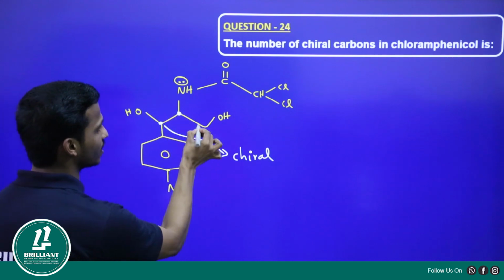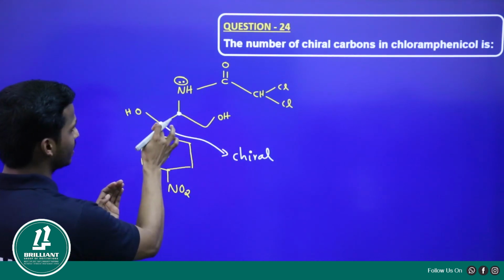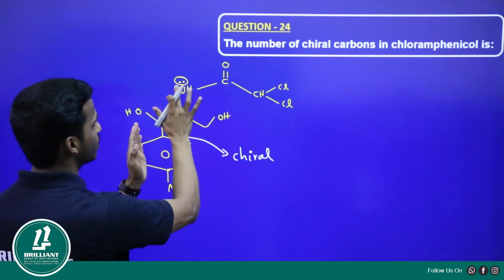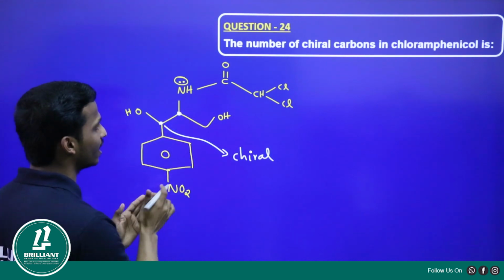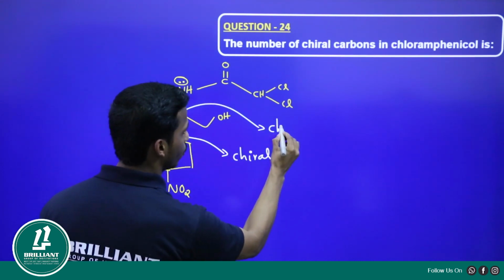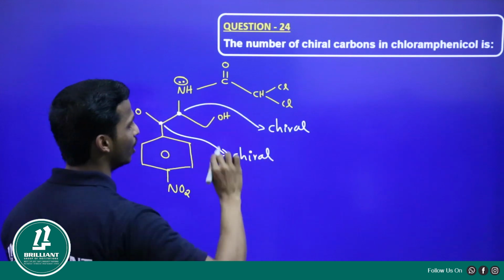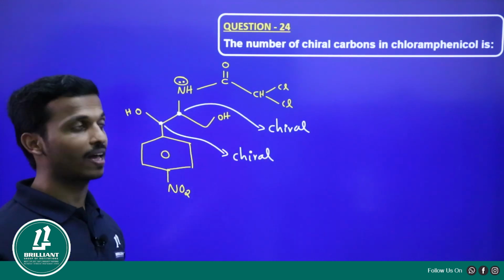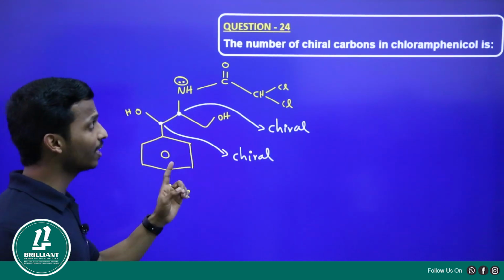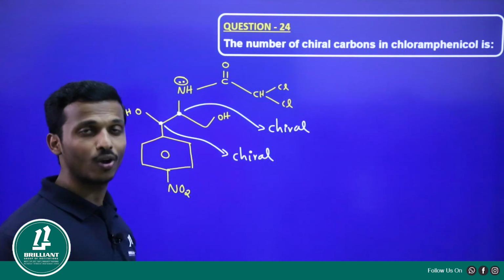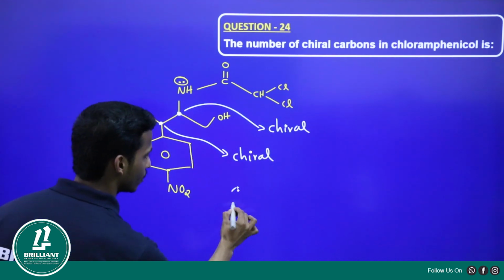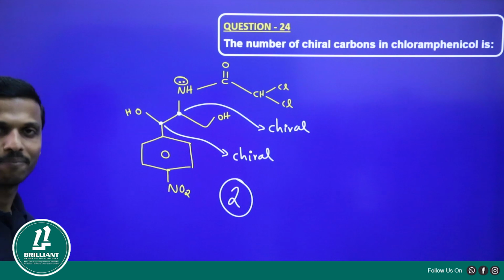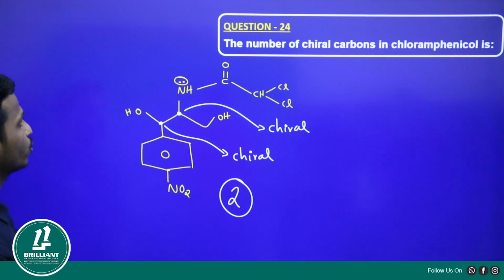It is connected with CH2OH, one group, CHOH, another group, NH, another group, and contains one hydrogen. Yes, this is also a chiral carbon atom. So in total there are 2 chiral carbon atoms in the medicine chloramphenicol. The answer is 2. Okay, let's go to question number 25.